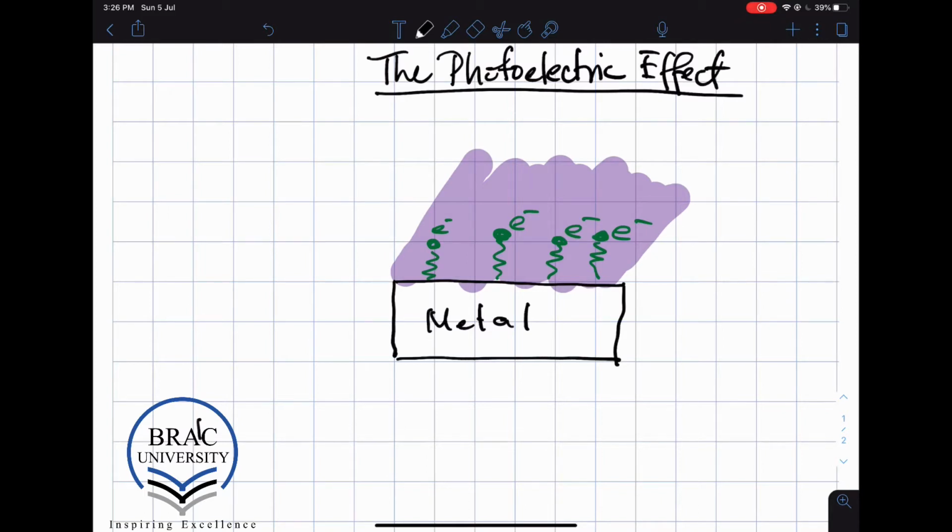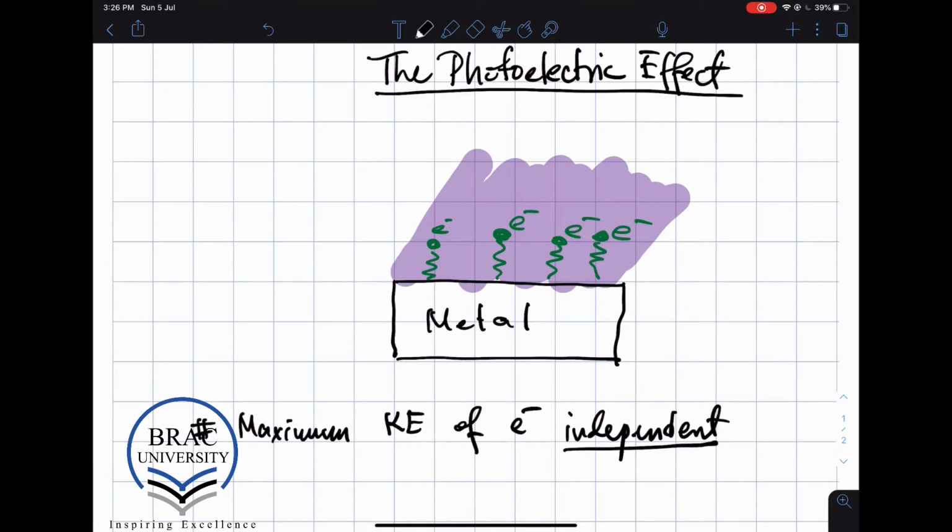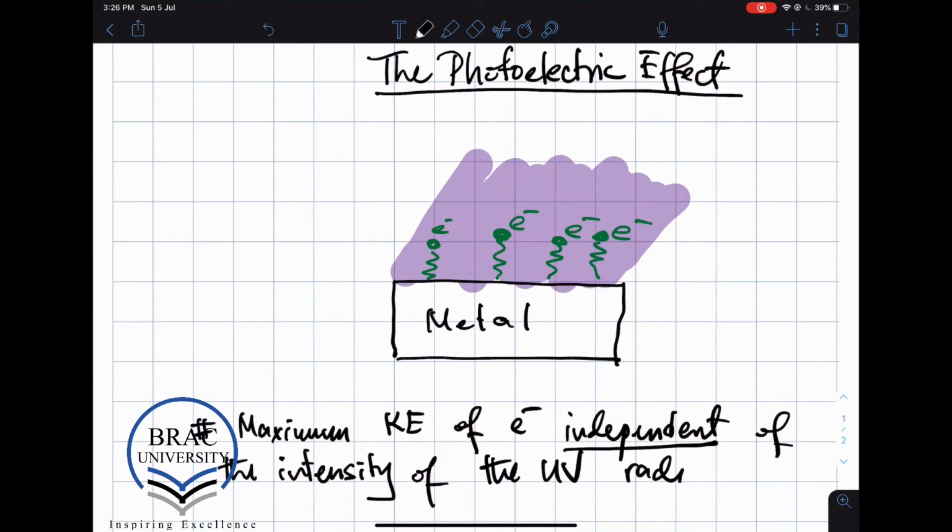One of them was that the maximum kinetic energy of the electrons that were escaping was independent of the intensity of the ultraviolet radiation.